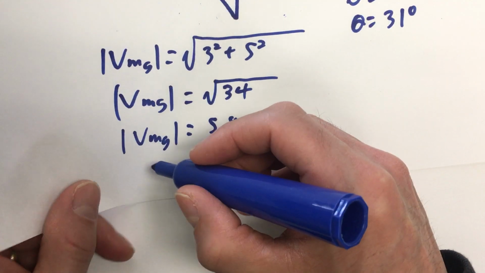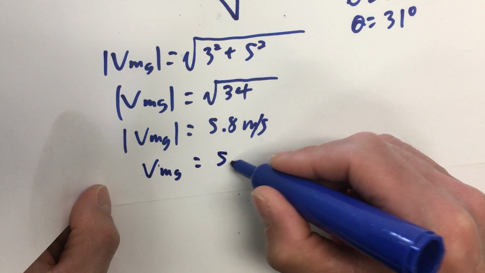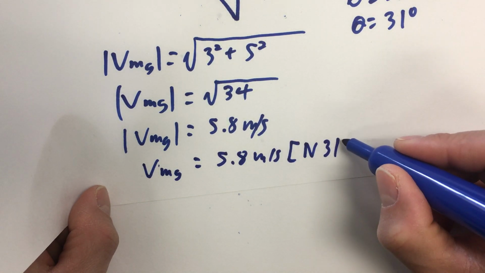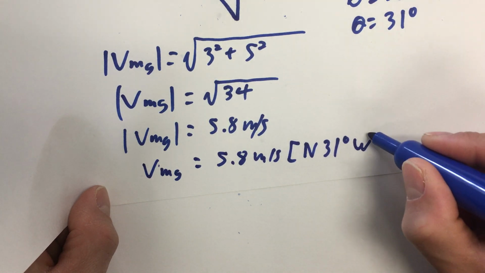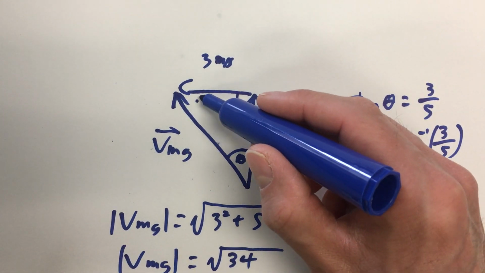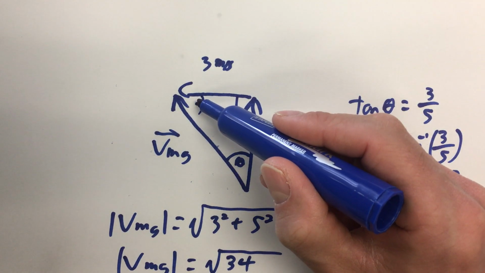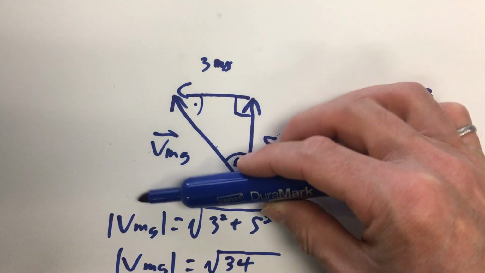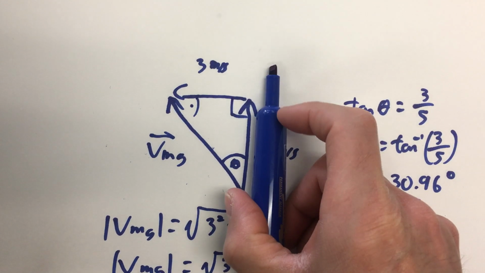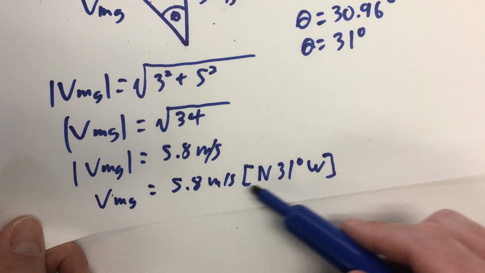So what that means is the velocity of the man with respect to the ground is 5.8 meters per second north, 31 degrees west. Now, if we found this angle instead of that one, we'd be correct in finding this angle, but we'd have to interpret it correctly. This angle would tell us how far we've rotated north of west, whereas this angle tells us how far we rotate west of north. And that's the way we typically indicate these directions.